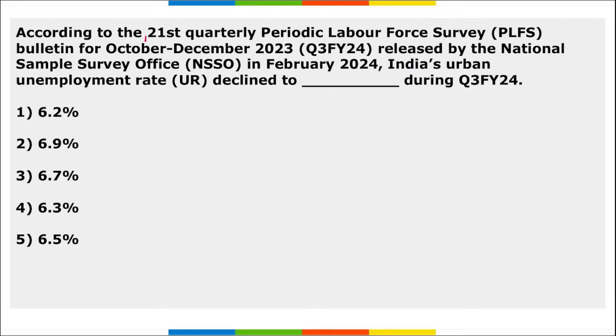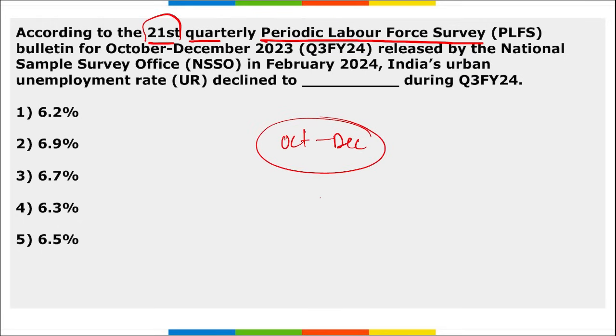Next, according to the 21st quarterly periodic labor force survey for October till December 2023, this was released by NSSO, that is your National Sample Survey Office, in Feb. India's urban unemployment rate declined to dash during quarter third of fiscal year 24. So it declined to 5.6% during the third quarter of fiscal year 24. Right? Right option becomes option 5.